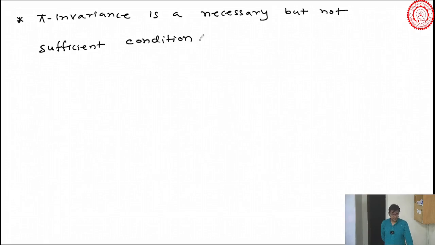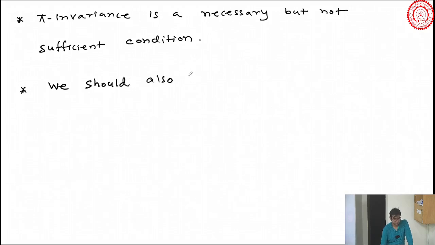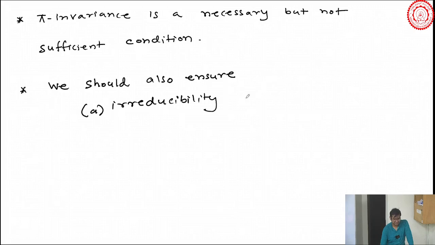Okay. So pi invariance is a necessary but not sufficient condition. We have two additional conditions. We should also ensure irreducibility and aperiodicity.